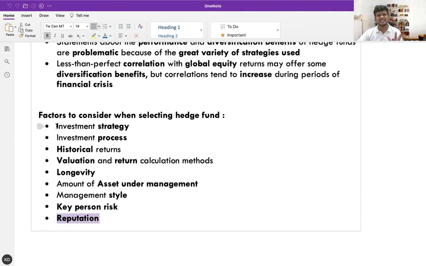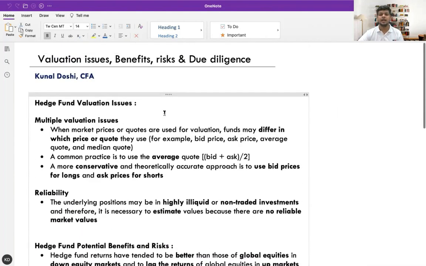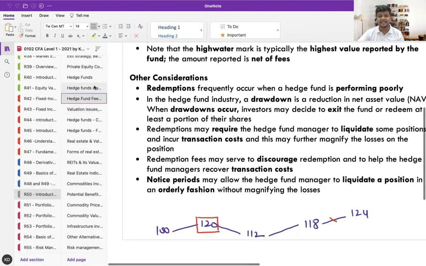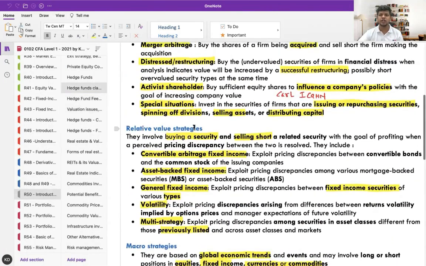So various other factors, you can just simply read it. That's what you'll have to take into consideration when you invest in hedge funds, because you're going to put huge money and it will be locked for a period. Clear? Everyone? Yes.